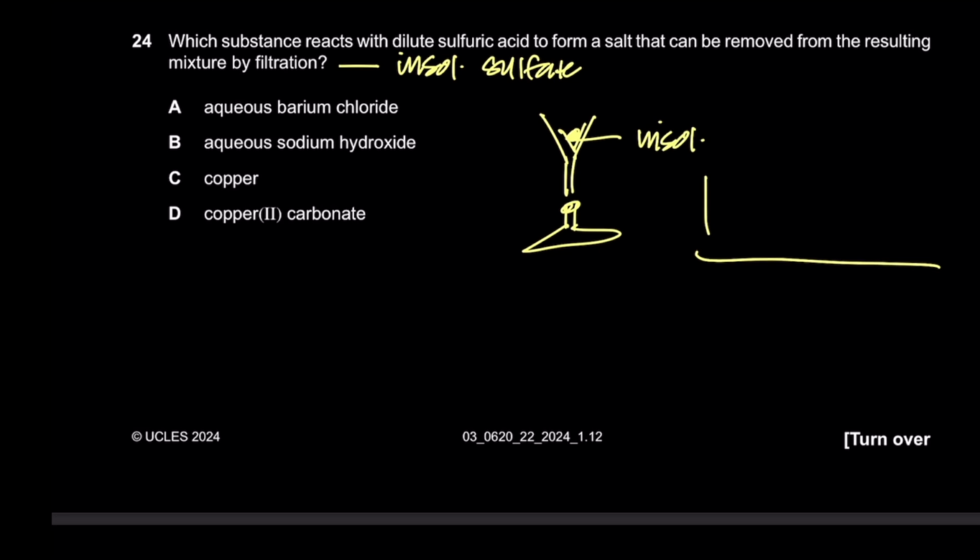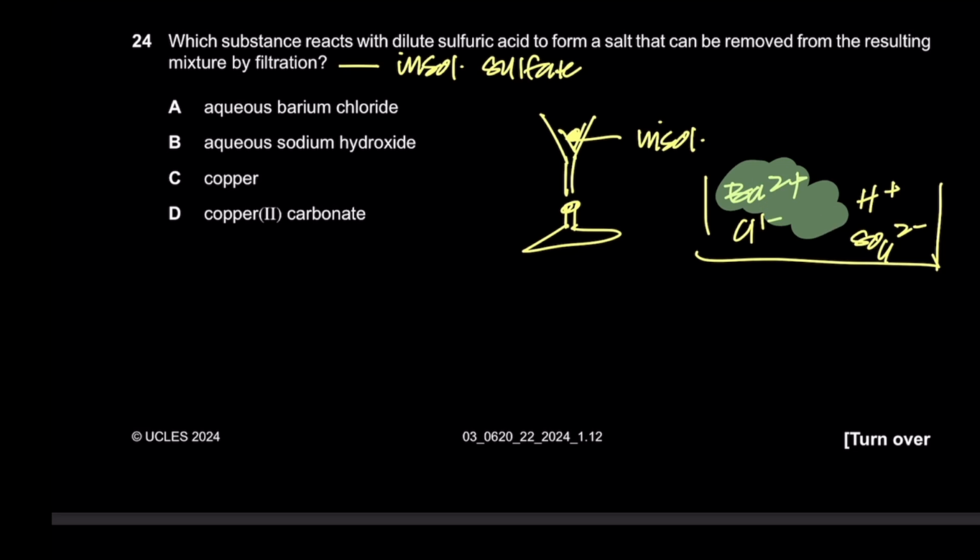Barium chloride, check this out. Barium chloride means you have the barium 2+ ion, the chloride 1- ion, and sulfuric acid is H+ and SO4 2-. And when the barium ion comes into contact with the sulfate ion, they're going to make a white solid, a white precipitate, which can easily be obtained as residue when you perform filtration. So A is correct. Sodium hydroxide is going to give you aqueous sodium sulfate, which is not insoluble, it's soluble, so it will not be trapped in the filter paper.